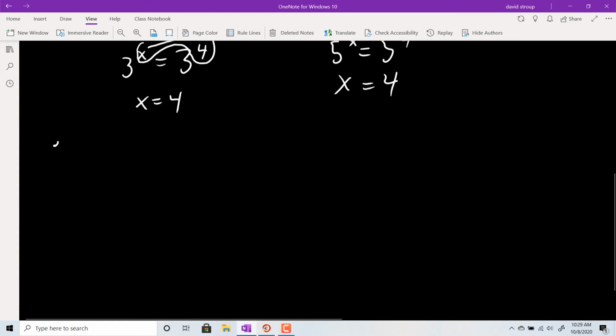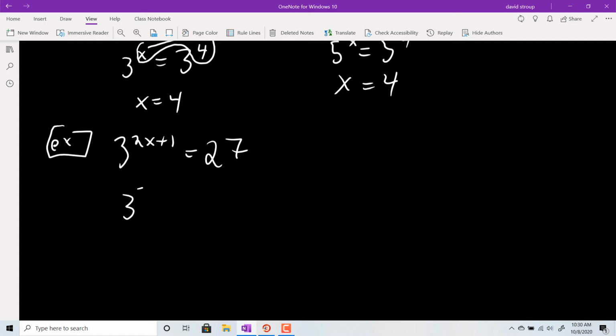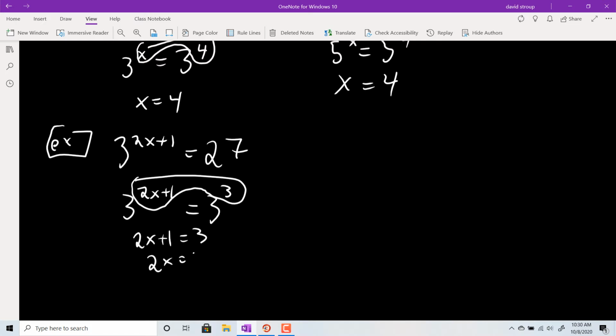Okay. And then we start getting a little more complicated. 3 to the 2x plus 1 equals 27. Okay, so we want the same base. 3 cubed is 27. And then we can equate the exponents. Okay, so you get 2x plus 1 equals 3, so 2x equals 2, and then x equals 1. Let's get another.